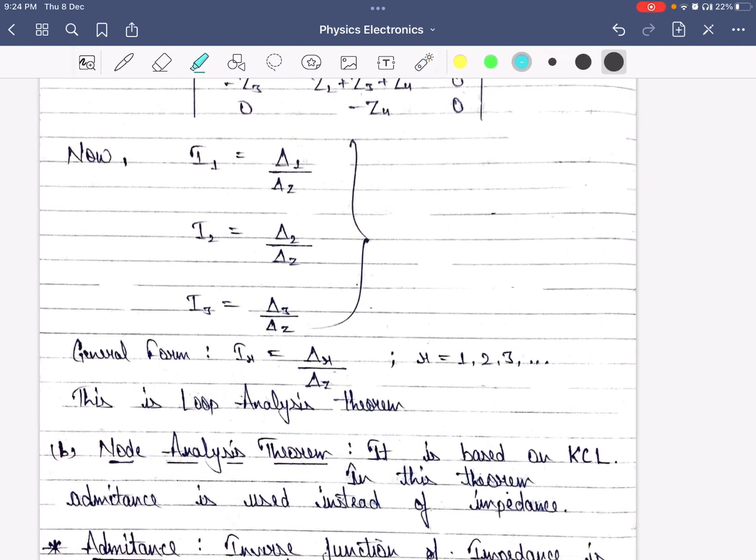Now current I1 will be given by the first determinant by the determinant of the matrix of impedance. Current I2 will be given by the second determinant by the determinant of the matrix of impedance. And the third current will be given by the third determinant by the determinant of the matrix of impedance. In the general form, we can write it as shown here. Now this is the loop analysis theorem.